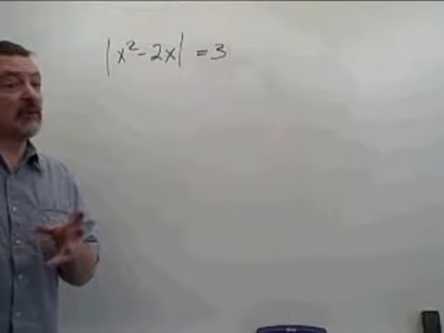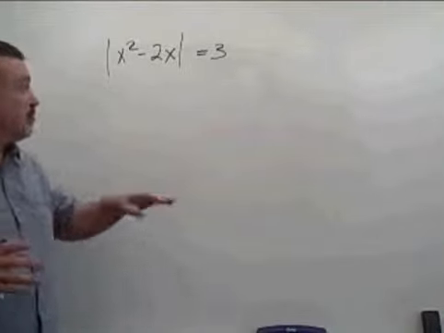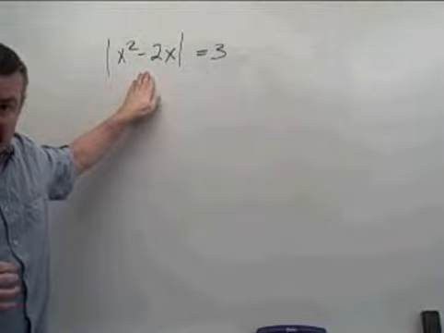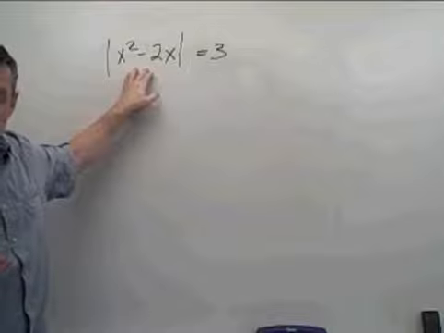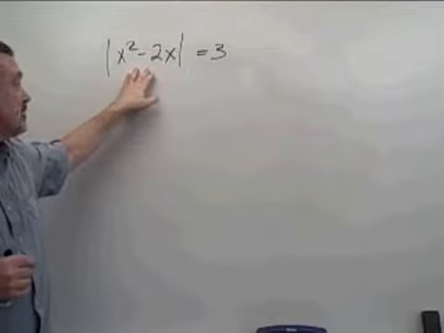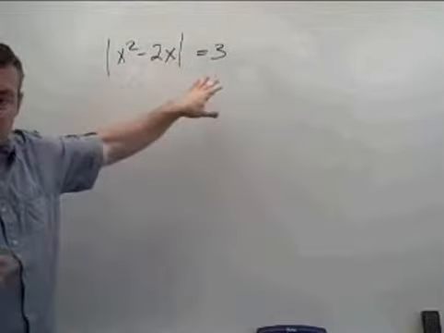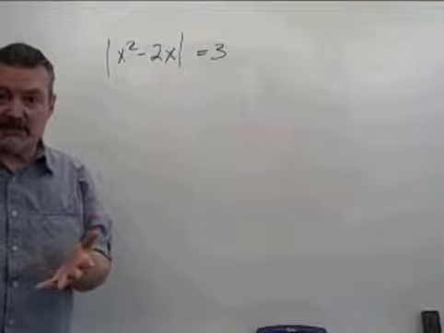Now, this is a little more intimidating looking absolute value equation, because the expression that's in the absolute value expression is a quadratic expression, rather than being a linear expression as we saw in the previous videos. This says the absolute value of x squared minus 2x is supposed to equal 3. That doesn't stop my technique, though.